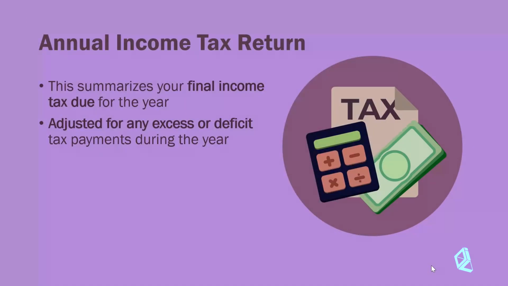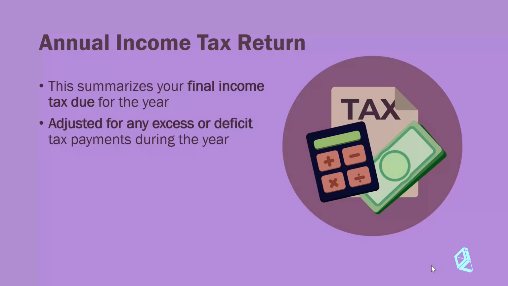Now let's talk about annual income tax return. So this is the second classification of your income tax filing. The first one are your quarterly income tax returns, and this would be the second one, the annual income tax return. So what is an annual income tax return? This summarizes your final income tax due for the year.